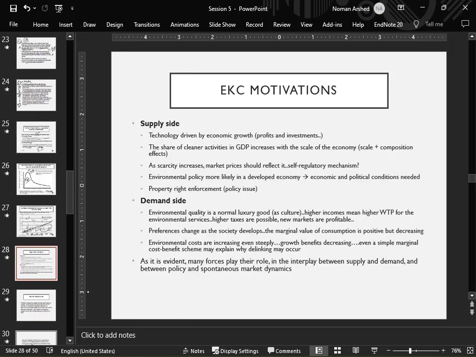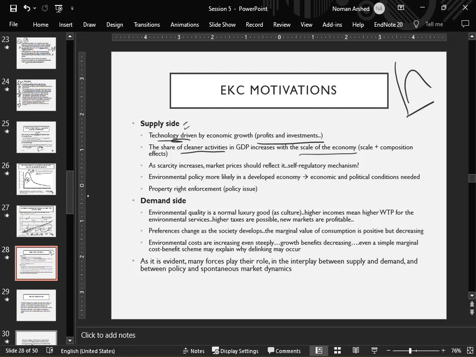Next, how do we motivate the environmental Kuznets curve? From the supply side, means in terms of sellers, technology driven by economic growth. So what does it talk about? How do we explain that the curve should bend? From the supply side, it is saying that when firms have higher profits, they will adopt technology that is more environmentally friendly. The share of cleaner activities in the GDP increases with the scale of the economy. Means if the economy is bigger, then there will be more people using cleaner activities like planting trees and using environmentally friendly products.